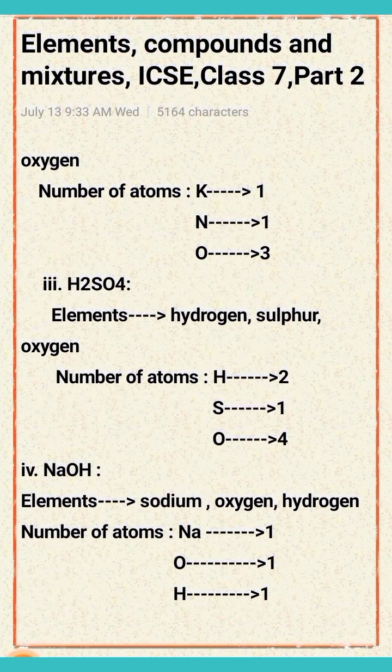Next, number 4, sodium hydroxide, that is NaOH. The elements present are sodium, oxygen, hydrogen. Number of atoms: sodium 1, oxygen 1, hydrogen 1.